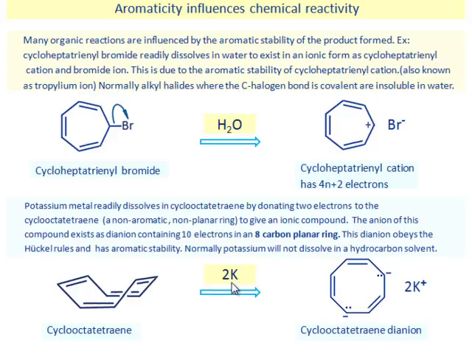Potassium metal readily dissolves in cyclooctatetraene by donating 2 electrons to the cyclooctatetraene system. The anion of this compound exists as a dianion containing 10 electrons in an 8-carbon planar ring. This dianion obeys the Hückel rules and has aromatic stability. Normally, potassium will not dissolve in a hydrocarbon solvent.